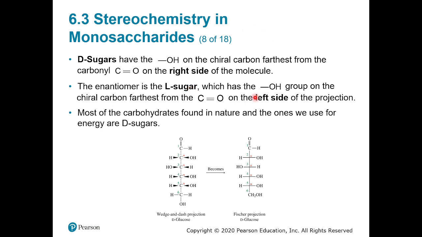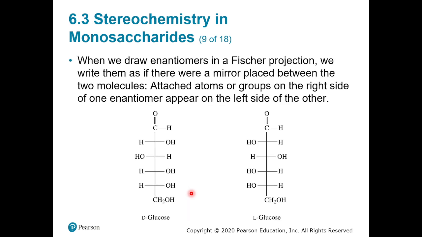So, most carbohydrates are found in nature. The ones we use for energy are typically the D sugars. For example, D-glucose is the one that we use as our primary energy source. It's the only sugar we use for our brain, and it powers our brain.